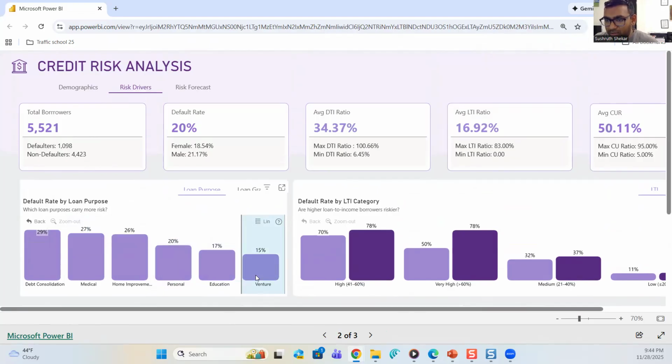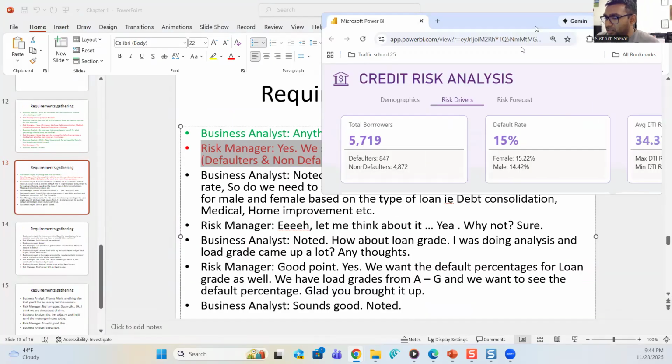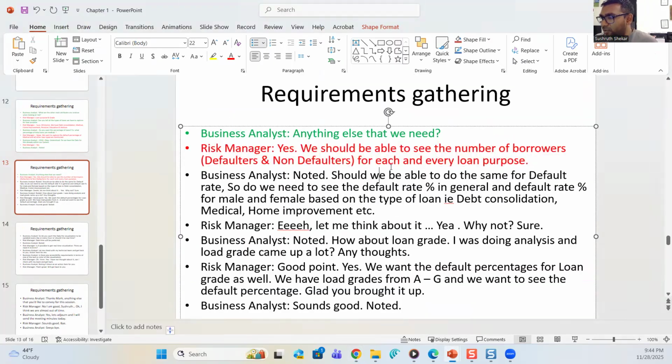If I click on venture, it again updates the number. It's 5,719 for venture. 847 defaulted, 4,872 did not default. So he's asking for this capability. For each and every loan purpose, how many borrowers are there? How many of them have defaulted? How many of them have not defaulted? We should be able to see the number of borrowers, defaulters and non-defaulters for each and every loan purpose. I said noted.